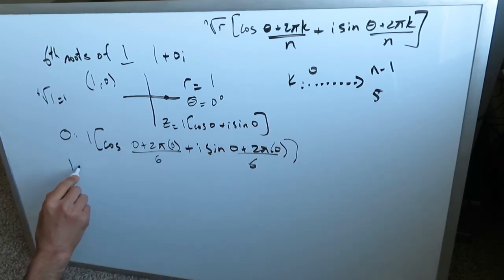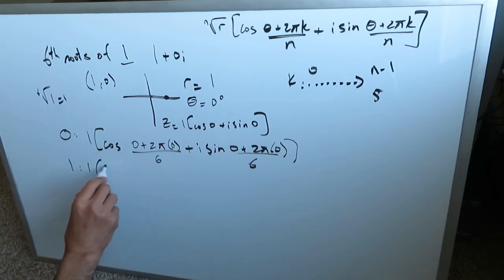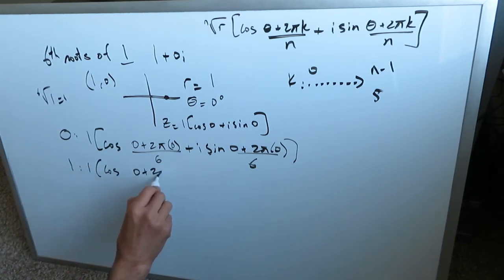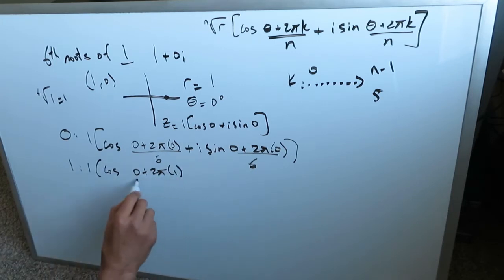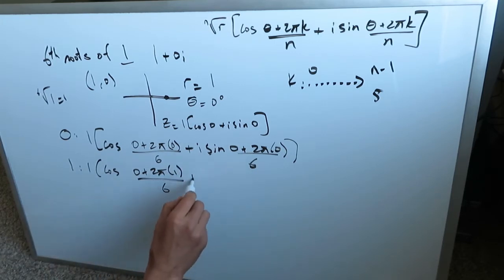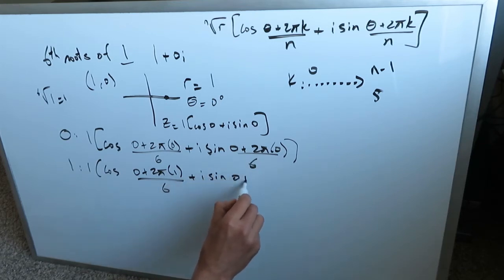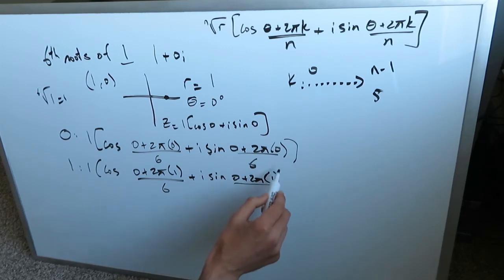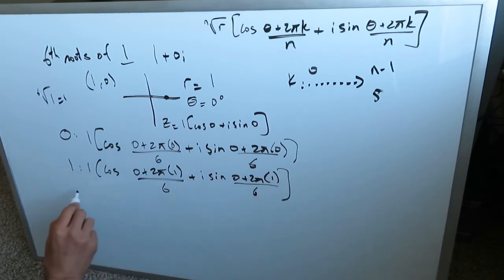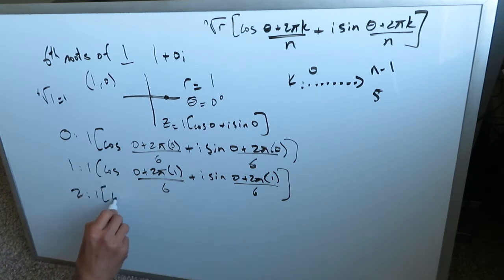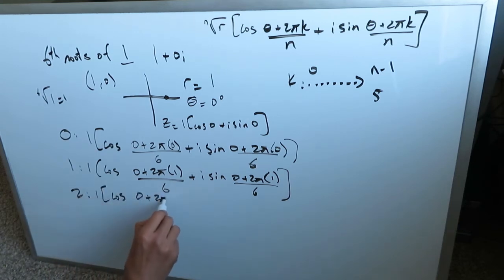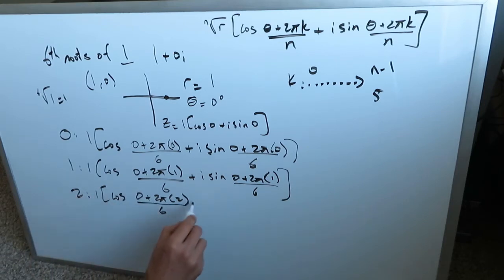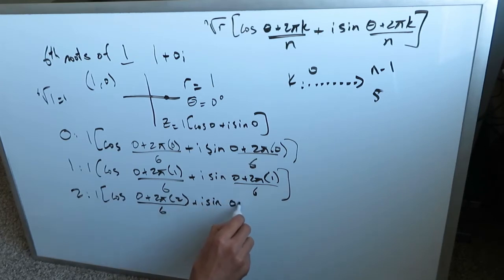Now my next one, remember we have to go all the way up to 6 different roots. The next sequence of events will be 0 plus 2 pi times 1. Now the k value is 1, all divided by still the n, which is still a 6, plus i sine 0 plus 2 pi times 1, which is your k value, divided by 6. My second one, of course, is going to be 1 times cosine 0 plus 2 pi. Now we have a 2 over here. K value is a 2. These are your k values. Divided by 6 plus i sine 0 plus 2 pi times 2 over 6.